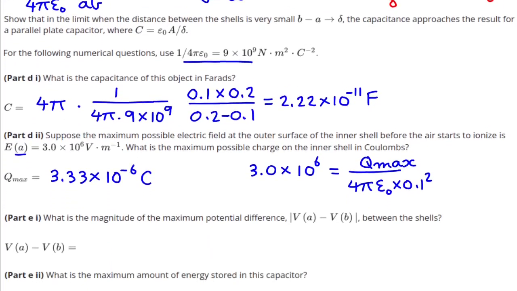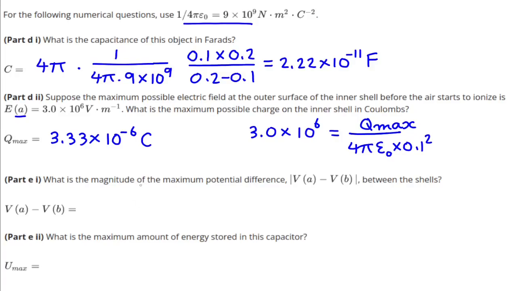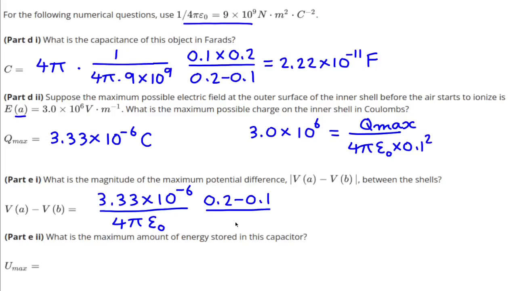And now we'll move on to part E. What is the magnitude of the maximum potential difference between the shells? So to get that, we use the maximum charge from part D. So the potential difference is the charge, so in this case being the maximum charge, of 3.33 by 10 to the minus 6 coulombs on 4 pi epsilon naught, and multiplied by the outer radius of the shell minus the inner radius on the product of the inner radius and the outer radius. And 1 on 4 pi epsilon naught is Coulomb's constant of 9 by 10 to the 9. So that gives 150,000 volts.